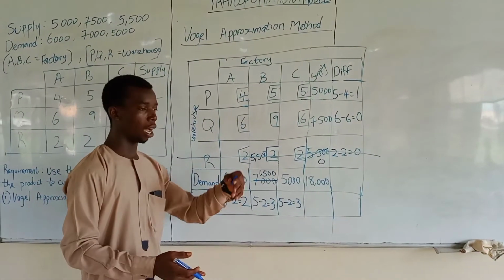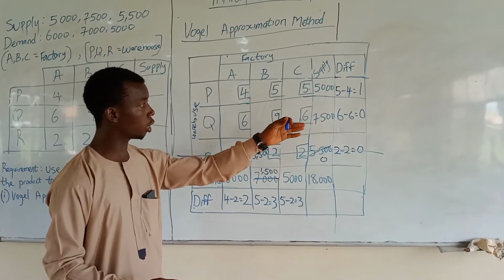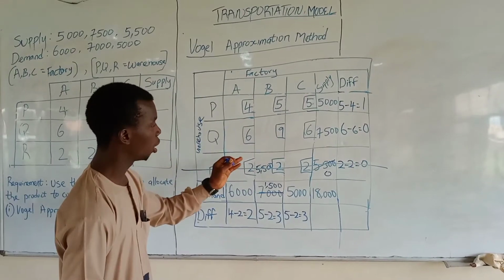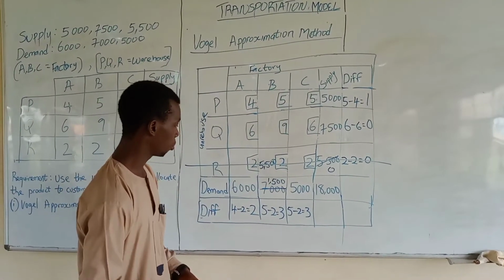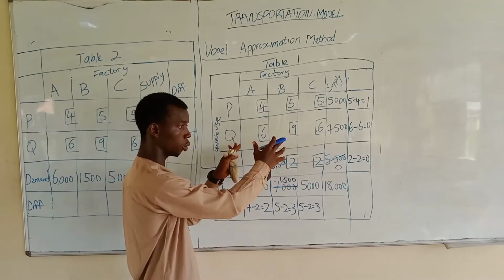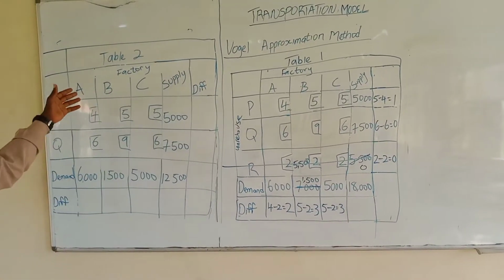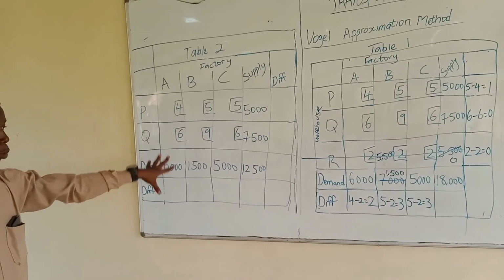to allocate to other warehouse by opening another table. So we are done with this. We have to move to another new table entirely. As you can all see, another table has been prepared here.